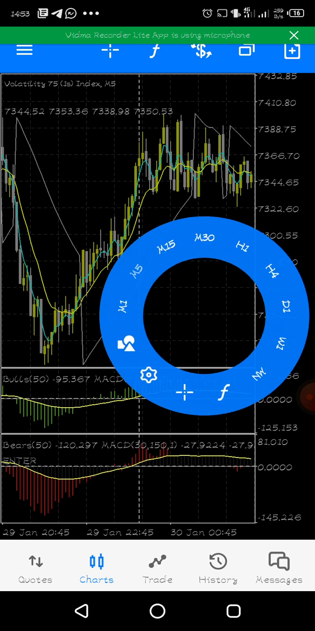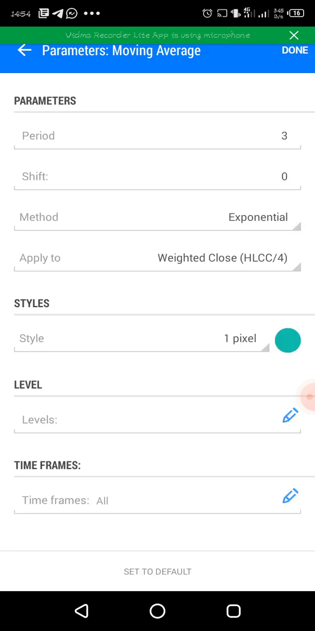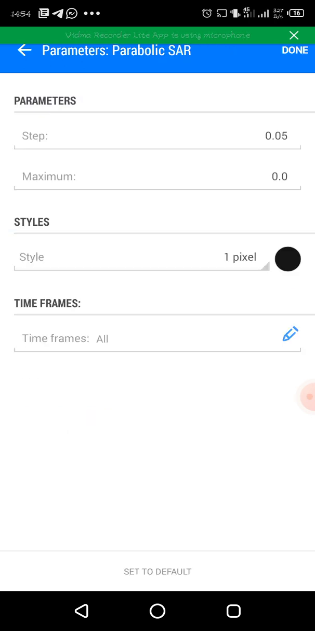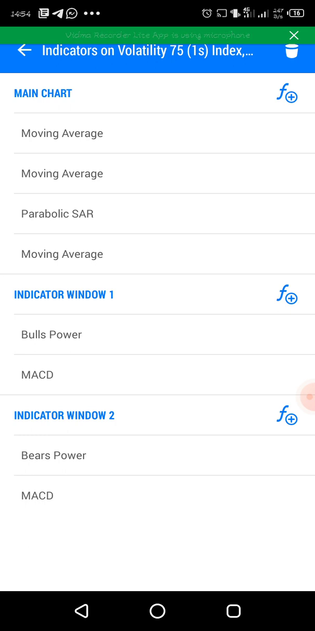So let me show you the settings quickly. Now on the first window, we have the moving average, the exponential, weighted close, and all of that. Then on the second one, the moving average is 10, exponential, weighted close, and that's that. Then for the super trend, I use parabolic SAR 0.05, 0.00 maximum. Then this one is out. Then previous indicator, exponential. Just check the settings, screenshot it, and use it.